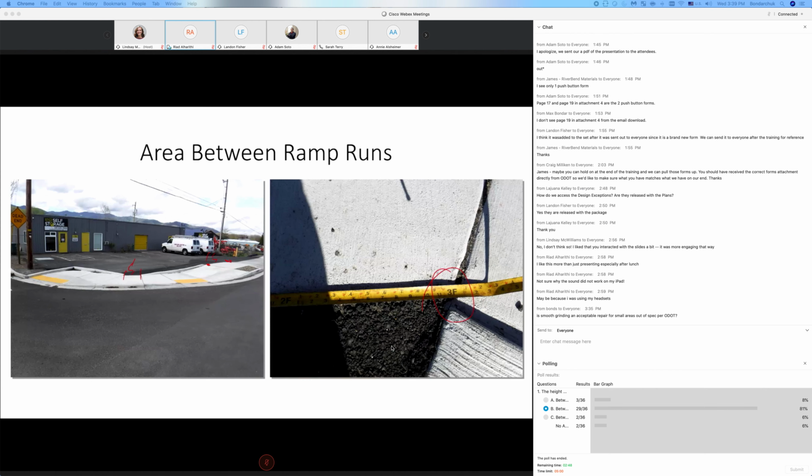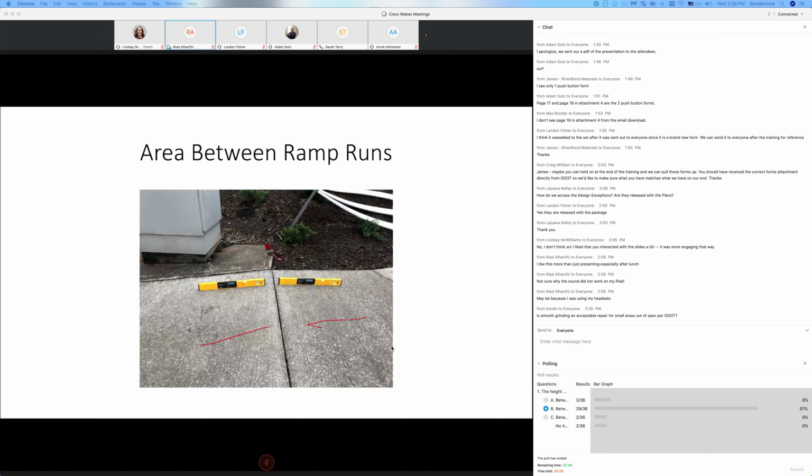Again, area between ramp runs. So here there is no area at all from one ramp to another ramp. One going this way, another this way, should be a minimum of 5 feet.